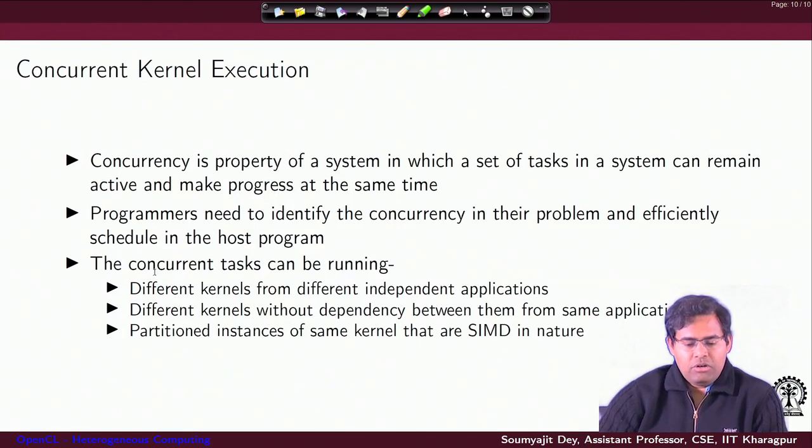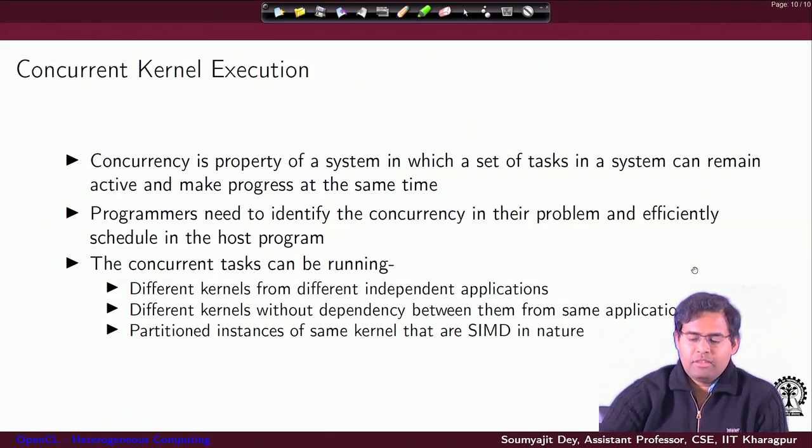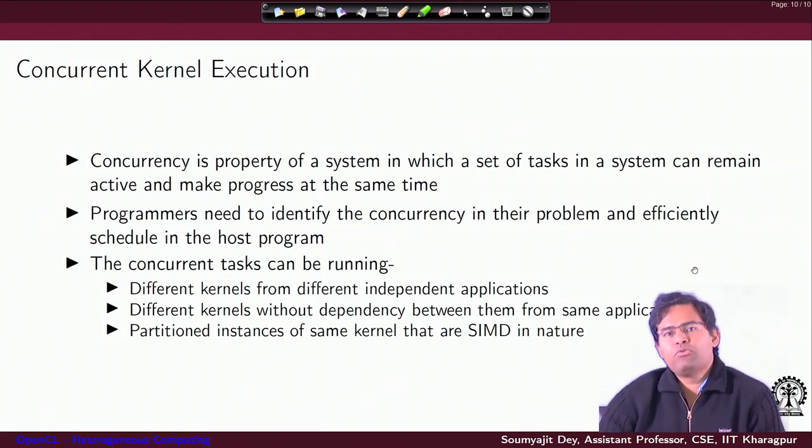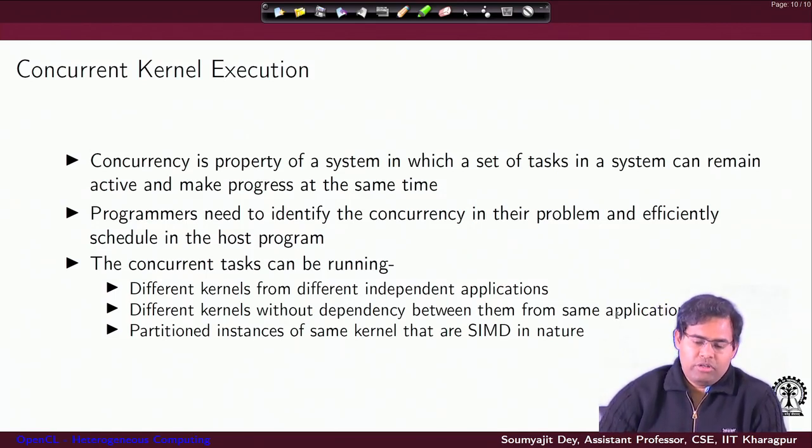And the concurrent tasks that may be running will be of the following kind. You can have different kernels for different independent applications. You can have different kernels without any dependency between them that are from the same application. That is also possible, right? To have two independent kernels running. Maybe something else can depend on both of their outputs, but these two kernels have no dependency. That is also when you can have concurrency of tasks or kernels.